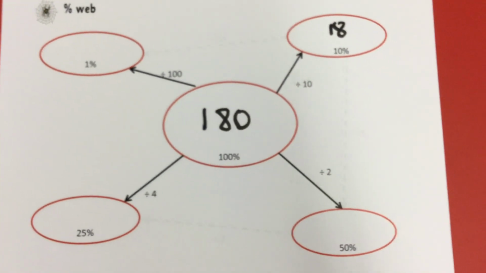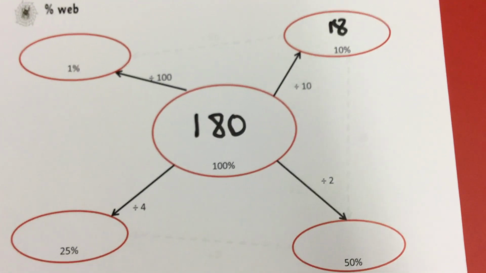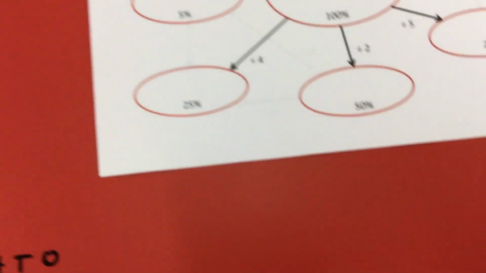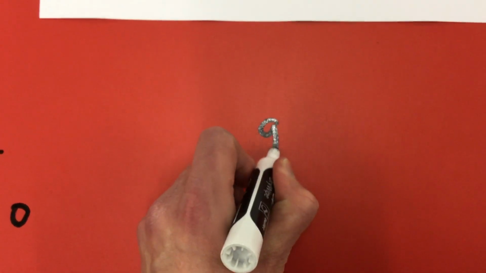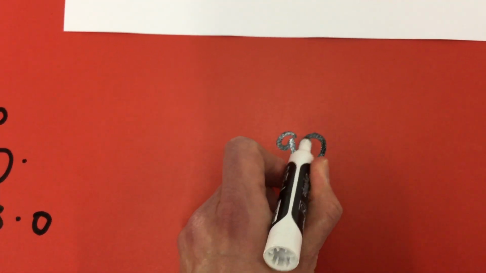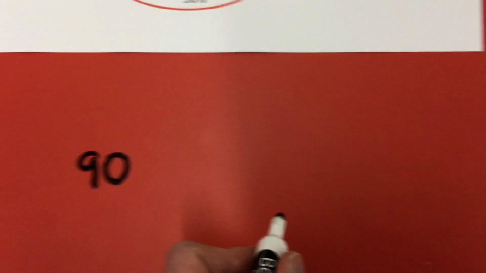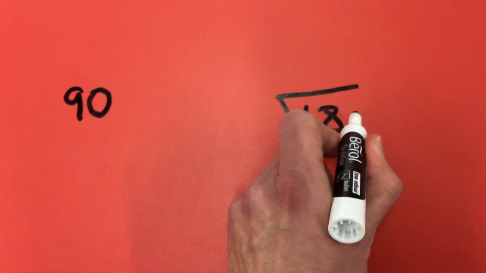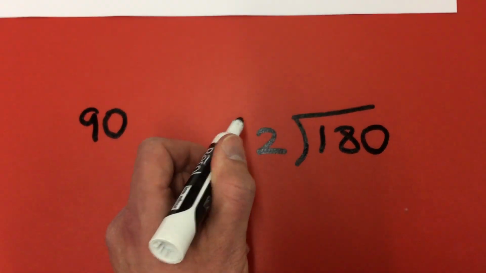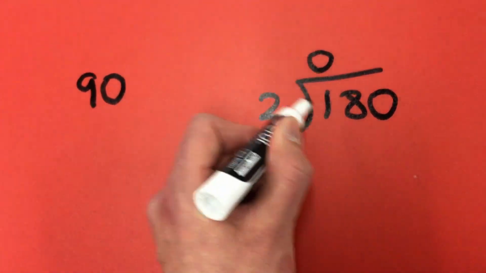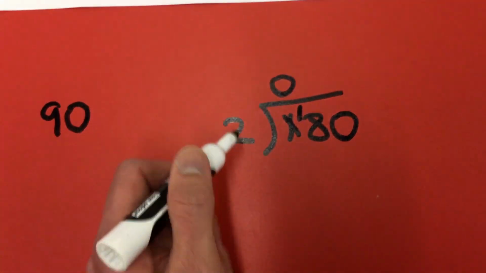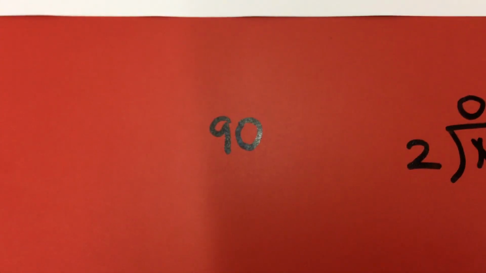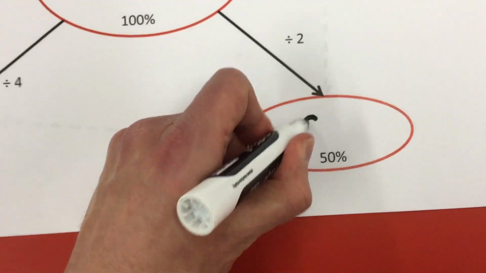Now, if we wanted to find 50%, we can halve 180. We can either try and do that in our heads. If you know that half of 18 is 9, then half of 180 is going to be 10 times greater, and it's 90. And we can prove that because we can do short division as well. We can do 180 divided by 2. 2 goes into 1? No, it doesn't. We'll carry that one over. Does 2 go into 18? Yes, it goes in 9 times. Does 2 go into 0? No. So the answer is 90, just as we found there. So we can add that to the percentage web.